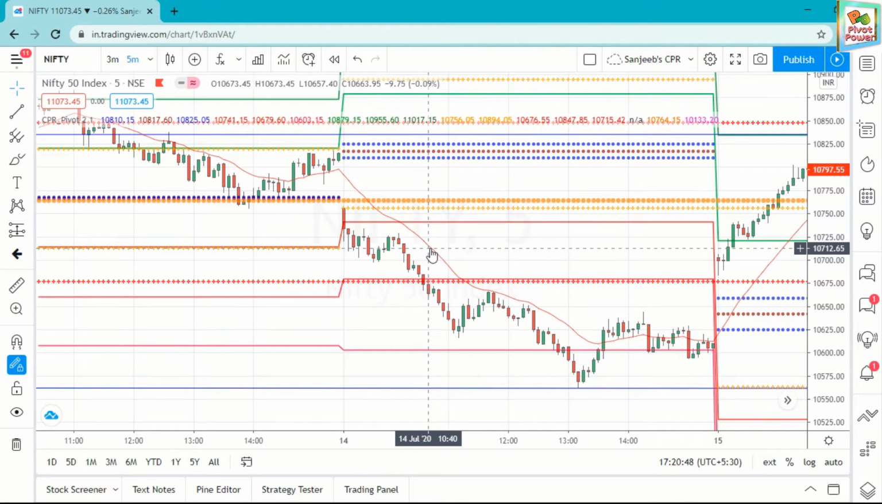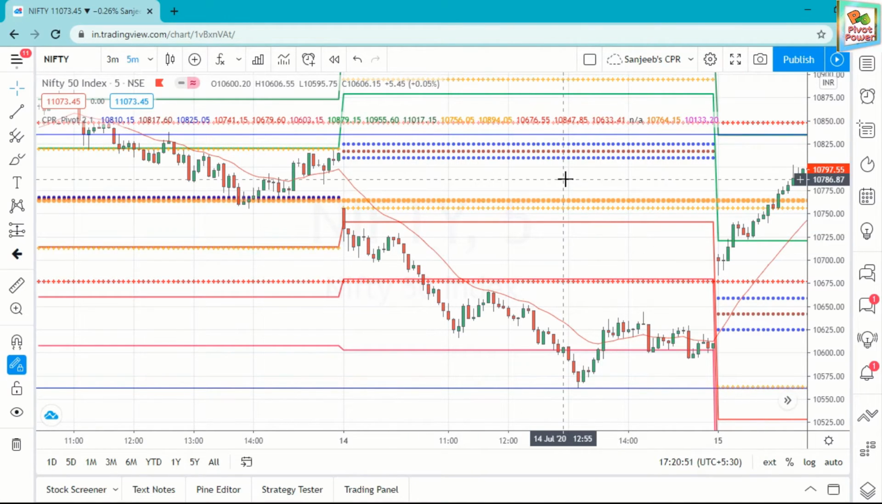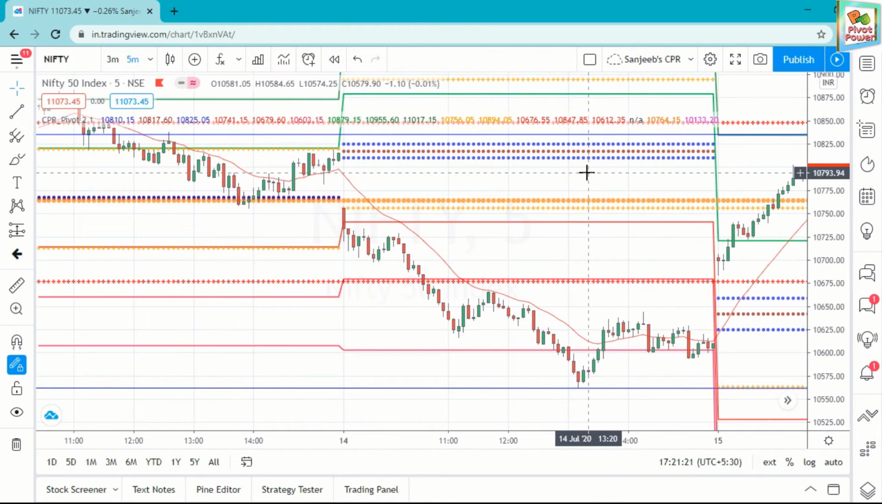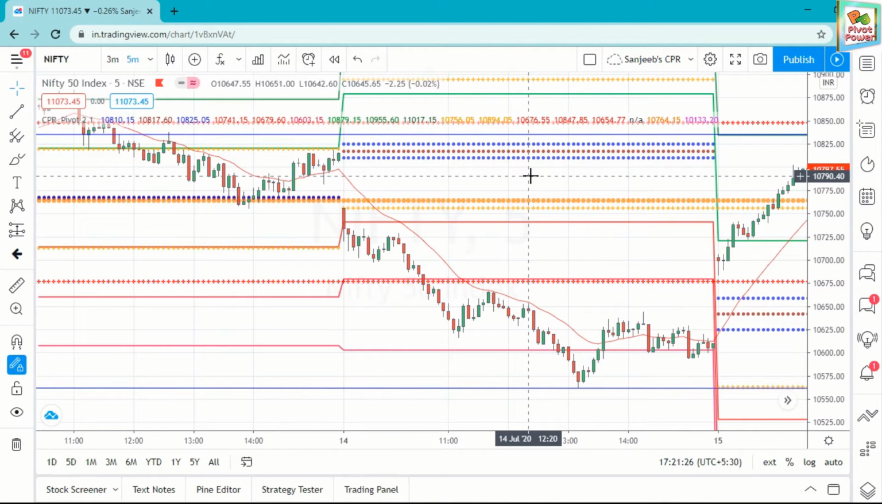How to know whether it is a trending day or not? I have already said in a previous video, if the CPR is narrow, then most probably it is a trending day. See, the width is very low, somewhere between 810 and 20, about 15 points. The CPR width is 15 points, meaning it is a very narrow CPR. If it is a narrow CPR, most probably the day will be a trending day.